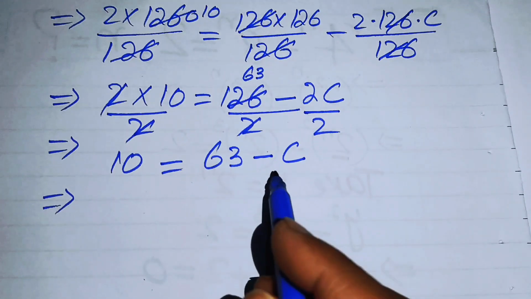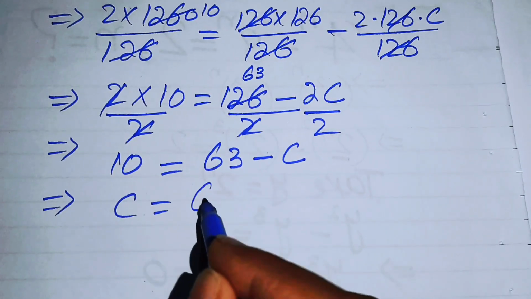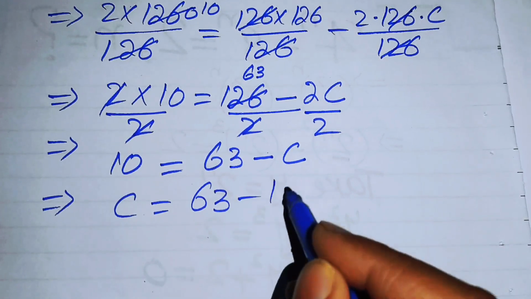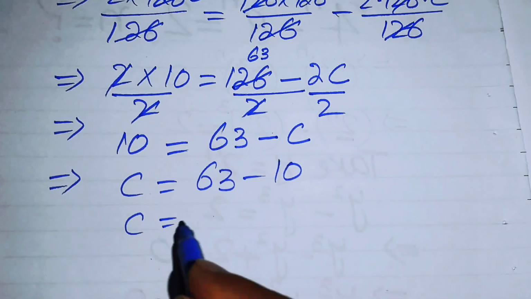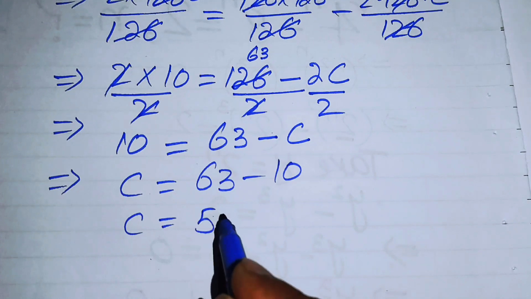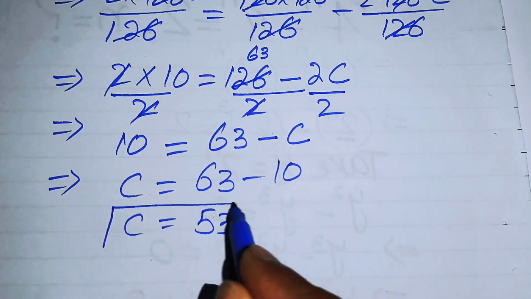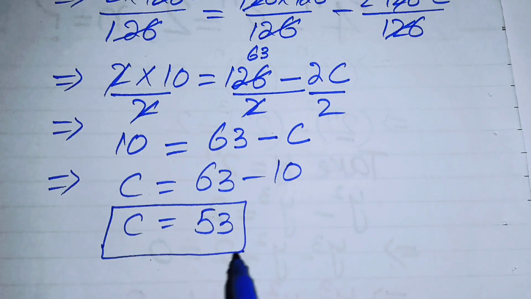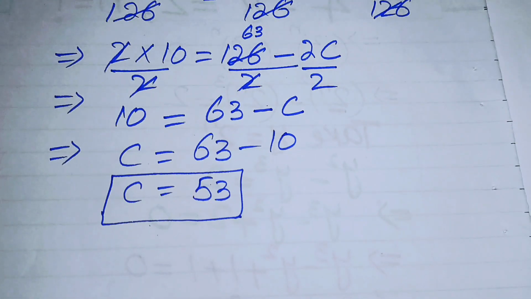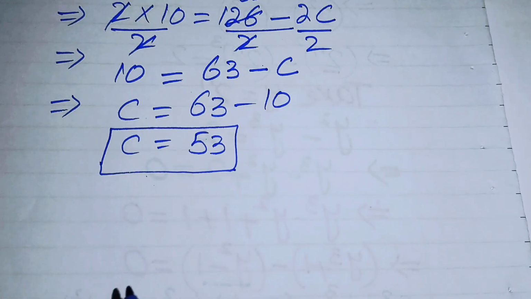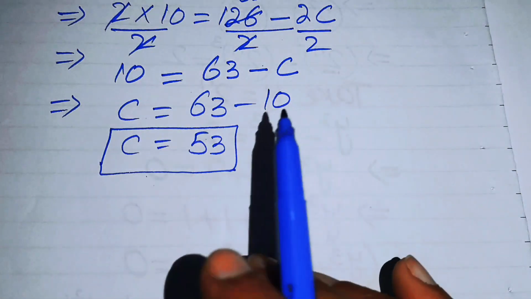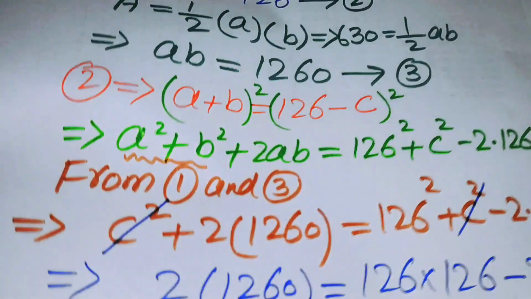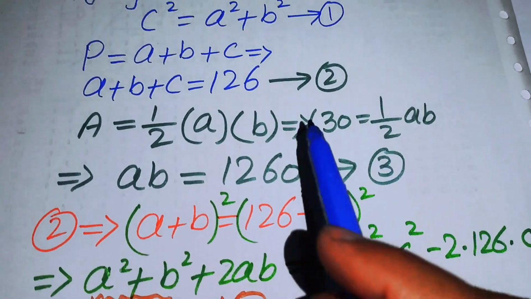And in the next step we move c to the left hand side and 10 to the right hand side, and we get 63 minus 10. So finally we get the value of c equals 53. So this gives one side length of the given triangle. And now we move towards finding the other values. So here you focus on equation number 2.